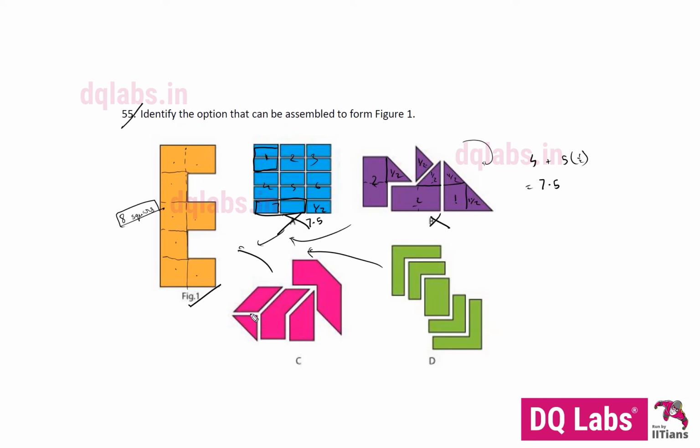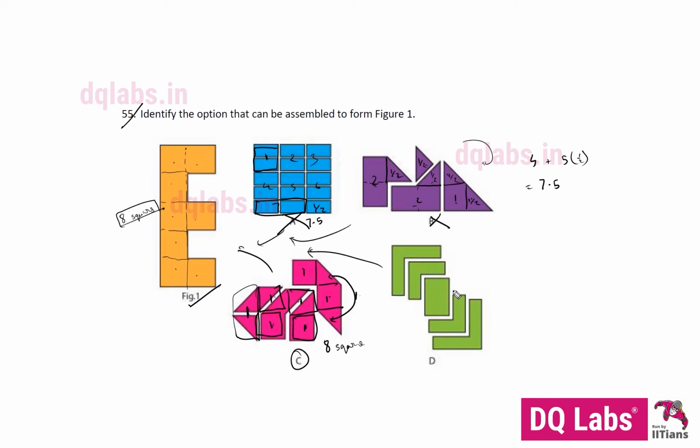Now C. These two together is 1. We can add these two, another one here. That's 1, 1, and these two together 1. So 1, 2, 3, 4, 5, 6, 7, 8. C can make 8 squares. So it can possibly make that, but we should check first.